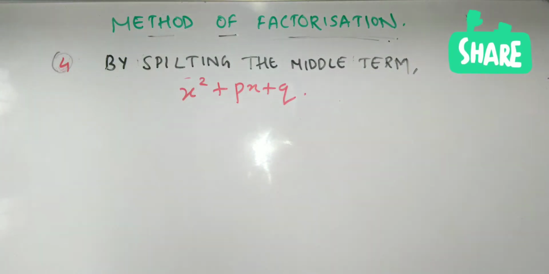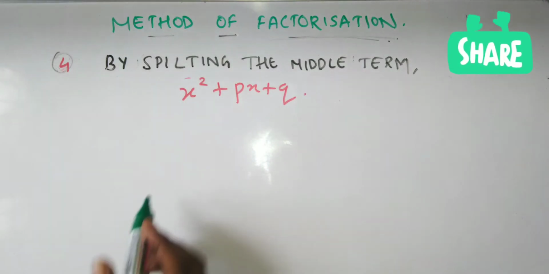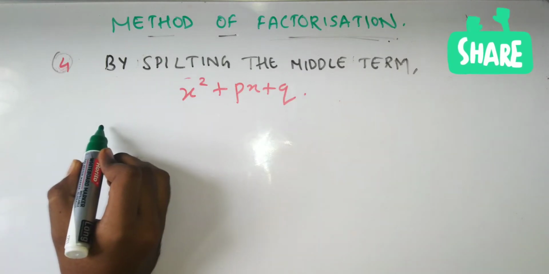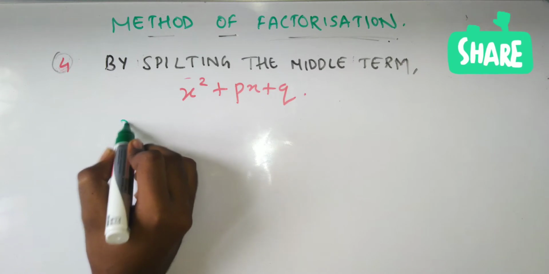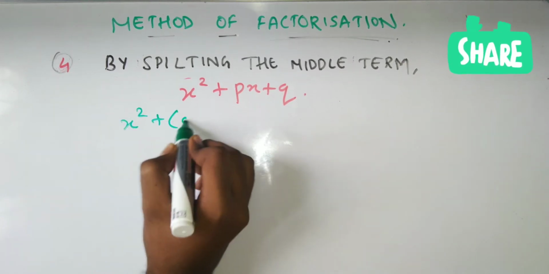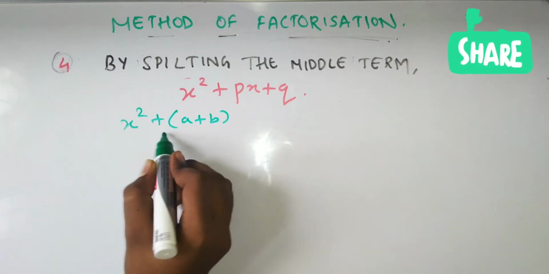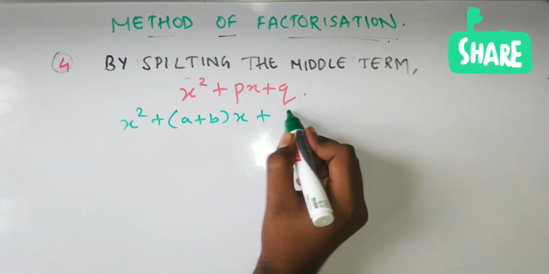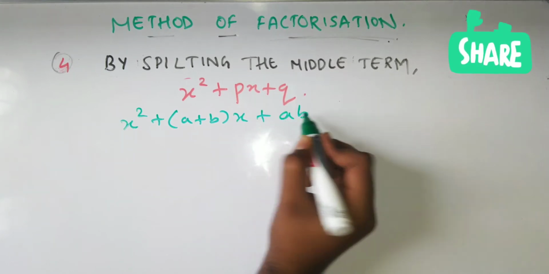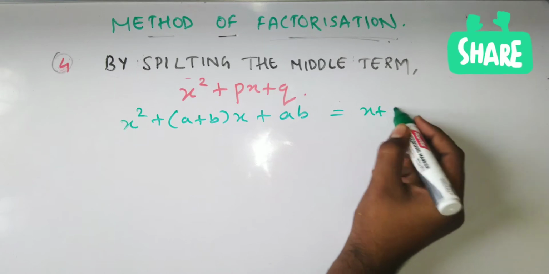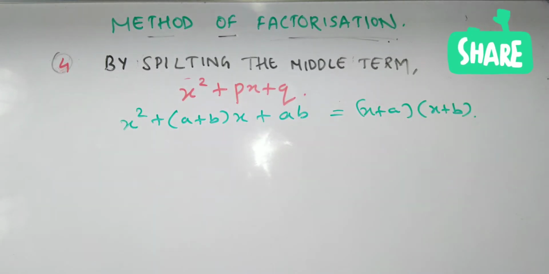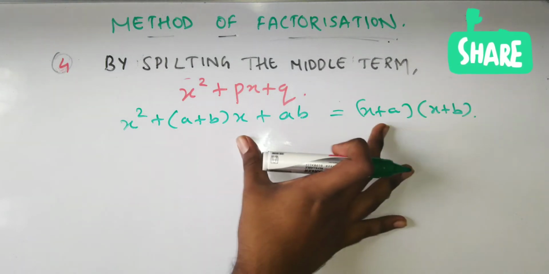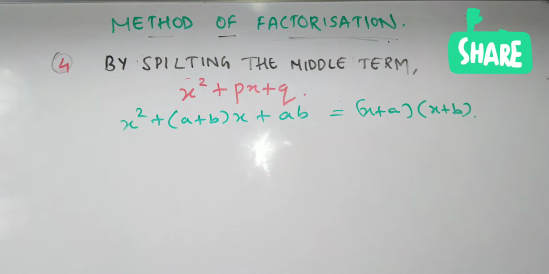So you need to remember here, you might have studied, or I have discussed in the previous video, the identities. So you have studied this identity, right? x square plus (a plus b) into x plus ab, that is nothing but (x plus a) into (x plus b), correct? You might have studied this. So this is basically the splitting of the middle term. This is the concept behind splitting the middle term.